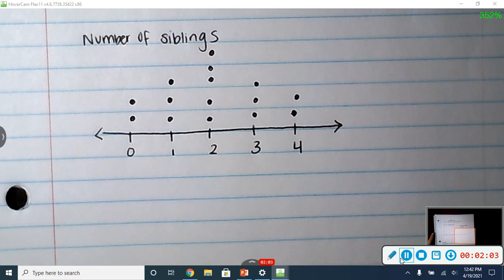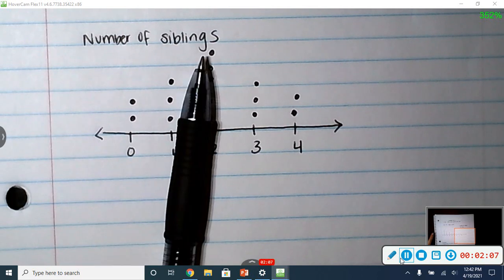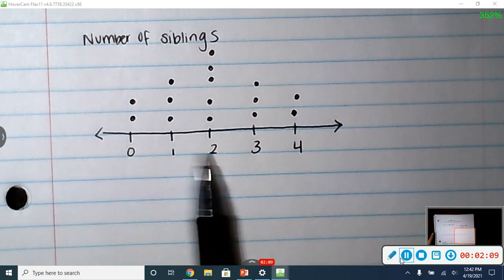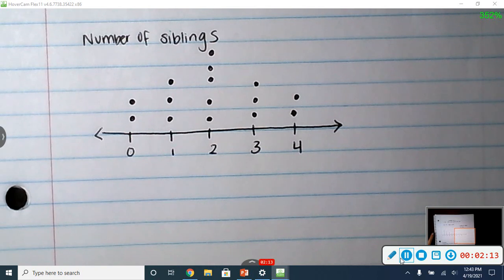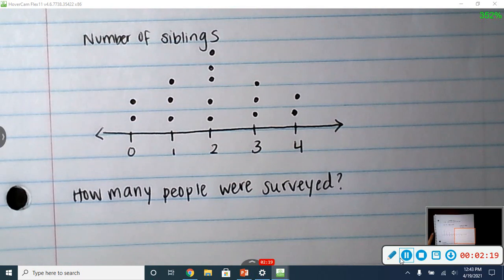Here is an example of another dot plot. This one is titled Number of Siblings, and then we have the numbers down here and then our dots right here. My first question is, how many people were surveyed? Go ahead and pause the video, figure out how many people were surveyed for this dot plot.